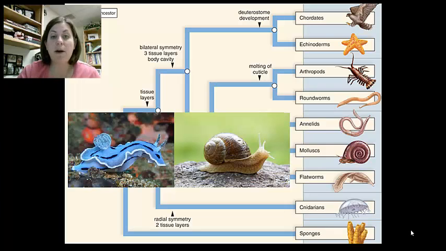They also have what we call a visceral mass. This is the soft part of their body that contains all their internal organs. Last, they have a mantle. This is the outer covering that protects the visceral mass. In some cases, it's a shell.